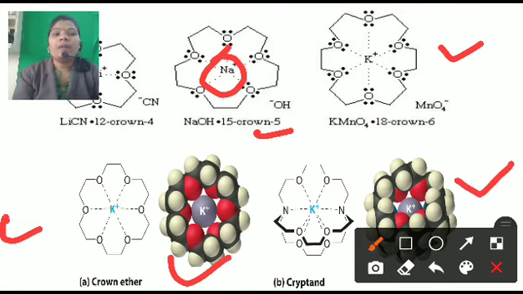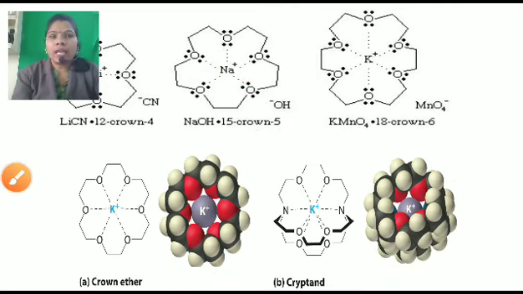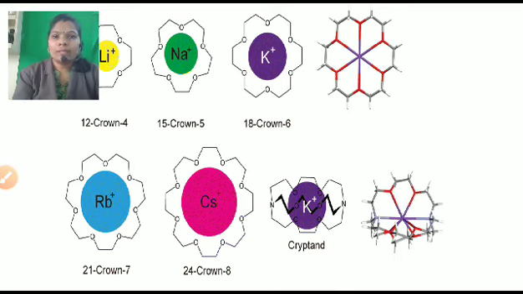Here you can see a three-dimensional structure of 18-crown-6, and here is another three-dimensional structure of the cryptand, which is also useful for potassium. The hole traps the potassium, while other metals cannot enter the hole of the crown ether. That's why this is very specific for a specific metal ion, and that's why it is useful for the extraction of metals.